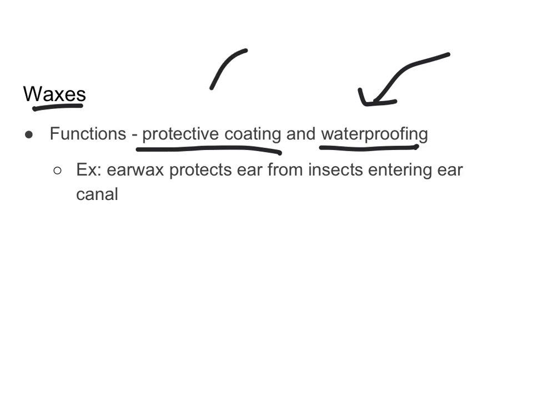But we have waxes in our body too. So I want you to think about earwax. Earwax lines the inside of your ear canal to help protect from insects that try to enter your ear canal. Okay, so it's acting as a protective function.